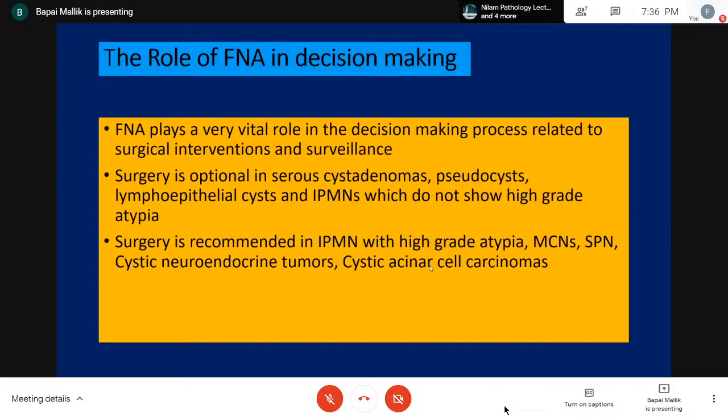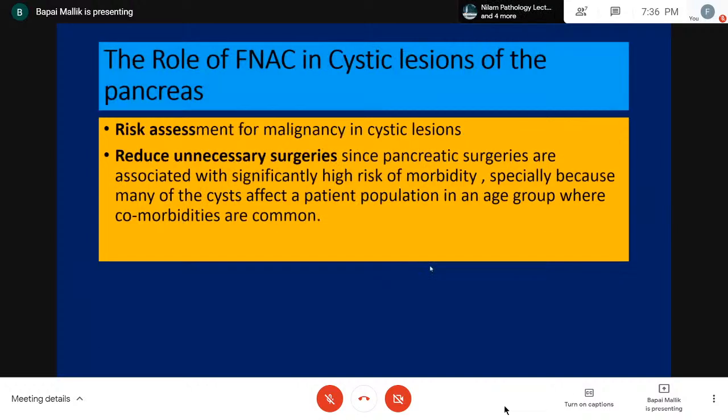However, surgery is recommended in IPMNs with high-grade atypia, in mucinous cystic neoplasms, and solid pseudopapillary neoplasms, cystic neuroendocrine tumors, and cystic acinar cell carcinoma. So you're going to see a slide when I'm going to put all the cystic lesions together. It's going to come through very soon. So the role of FNAC is as follows. The major role is the risk assessment for malignancy in cystic lesions, and of course to reduce unnecessary surgeries.